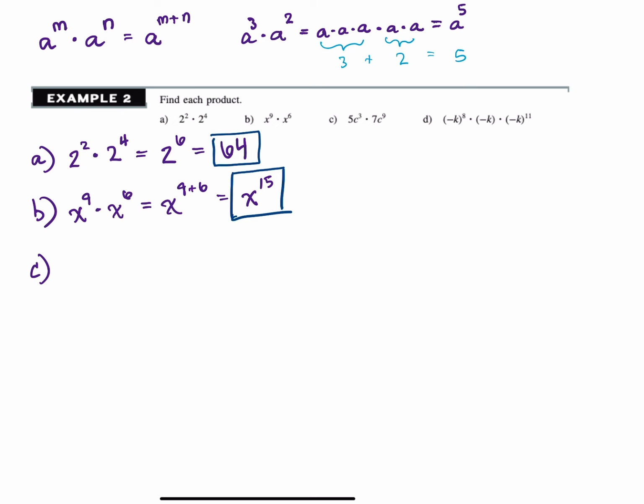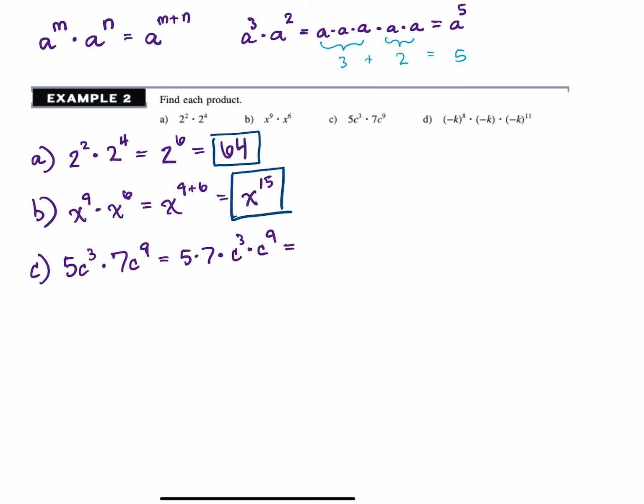Part C, we have 5 times c cubed times 7 times c to the 9th. So now we have some numbers involved in front of our c variable. Well, we can rearrange this. We can make this 5 times 7 times c cubed times c to the 9th. Multiplication has this property where we can just rearrange the components of the multiplication.